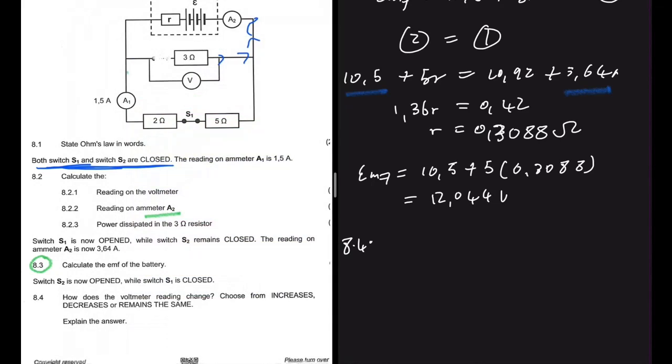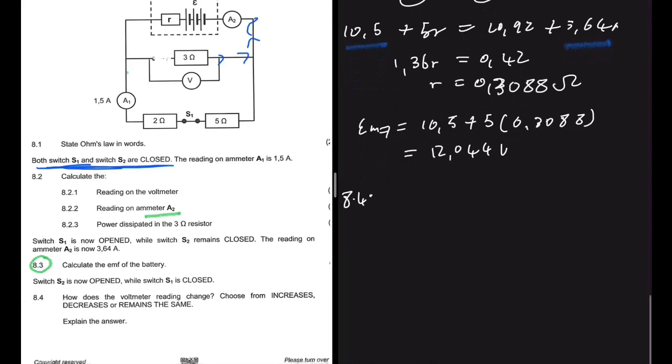How does the voltmeter reading change? Choose from increase, decrease, or remain the same. So the voltmeter is reading V external, right? So what will happen to V external when that switch is open? The first thing to realize is that R external increases. But if R external increases, and we know that I is equal to V divided by R, then current decreases.